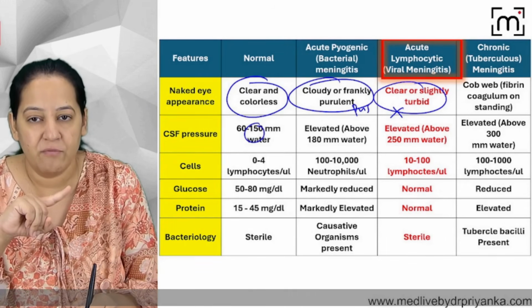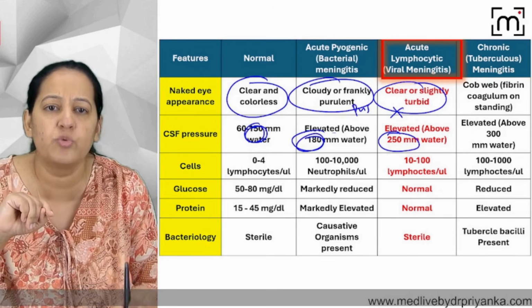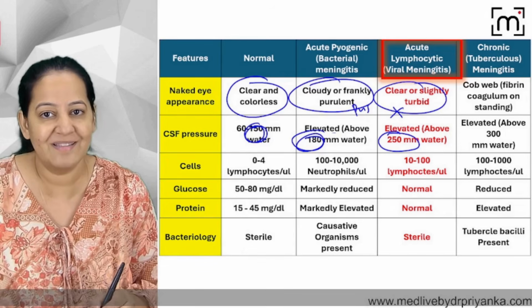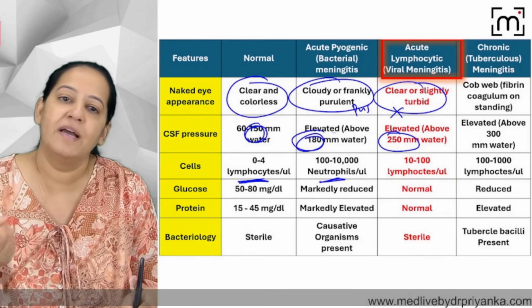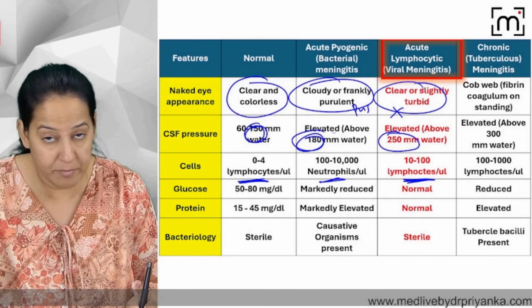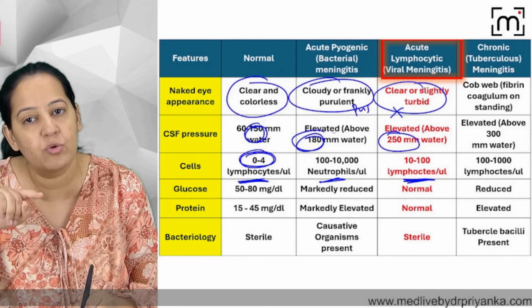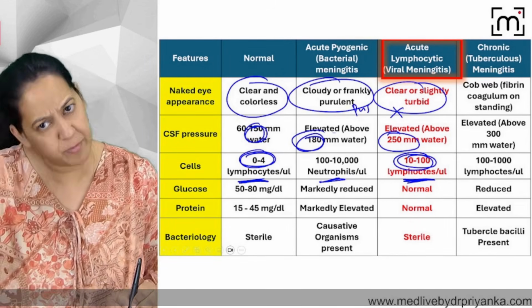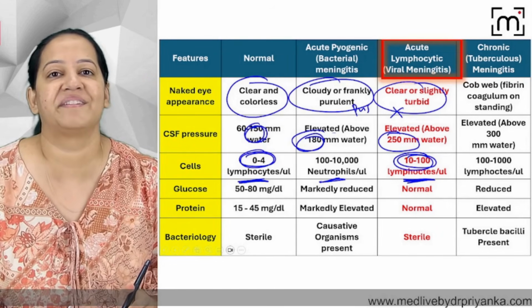Here the pressure was 150. Here the pressure is 180. And here the pressure is 250, so the pressure is more, 250 mm of water. What about the cells? Normally we have lymphocytes. In bacterial we have neutrophils. Here also lymphocytes, like normal. But the range of the lymphocytes here is 0 to 4 per microliter in normal, and here it's 10 to 100 per microliter. Up to 4 it's normal; here it is more than 4, up to 100 lymphocytes.